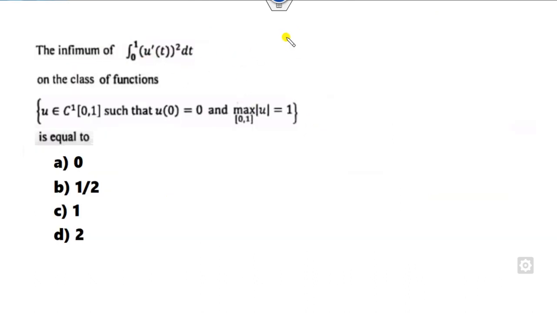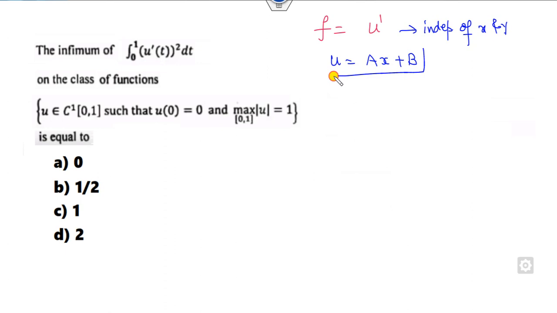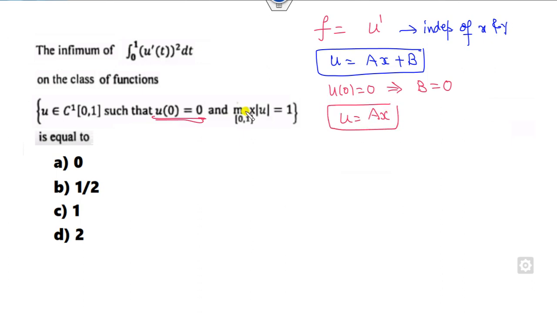Okay, so next one is, you can see this is independent of x and y. So what is the solution of my u? It is ax plus b. Since u of 0 is 0, it means b is 0. So u is my ax. Now you can find the maximum of this. The maximum is occurring at the point 1 because it's a closed interval. So u of 1 is 1.